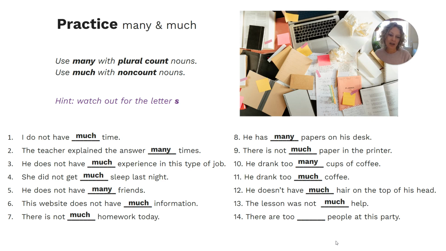And last one: there are 2 blank people at this party. Okay, watch out. What kind of noun is people? Is it non-count or count? Well, it's a plural count noun. This is one of those exceptions that doesn't have an S, but it's still a plural count noun, so we need many. There are too many people at this party.